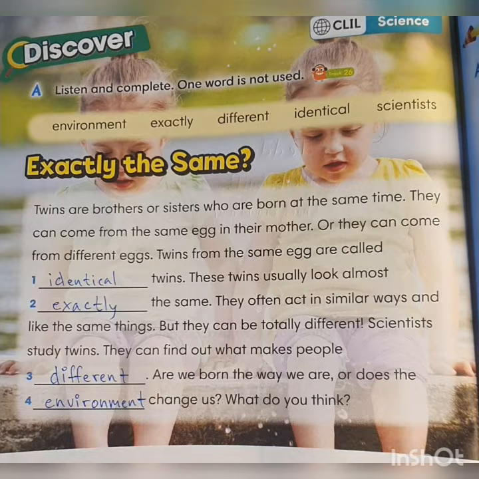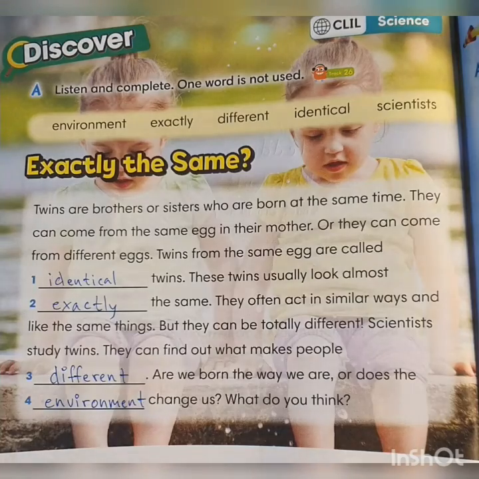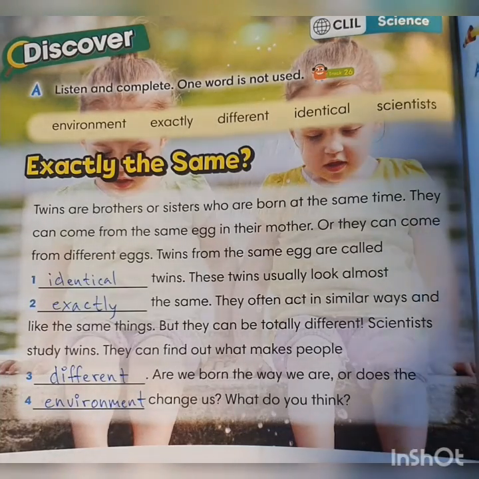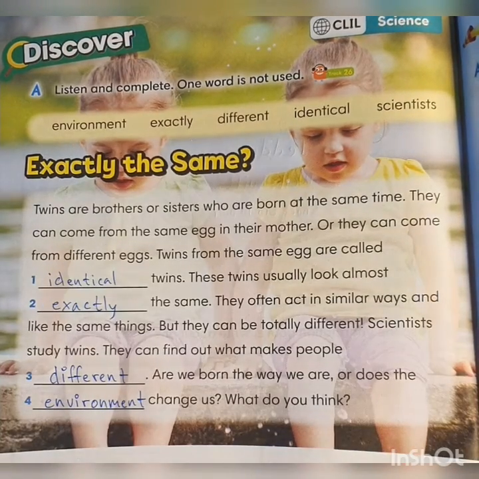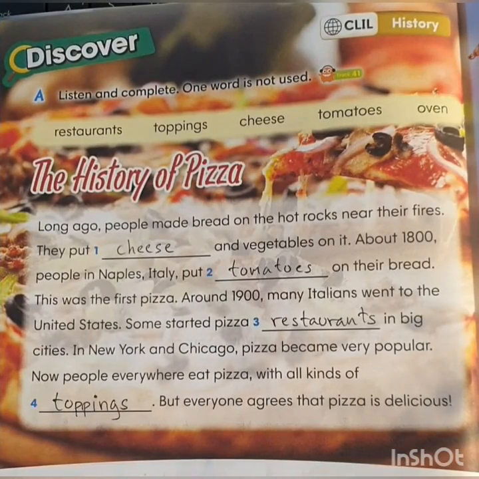Okay, so that was the first text. I will now change to the second text. So, just a second. The second text is on page 28. Page 28, okay? Okay, so here we are on page 28. All right, so the history of pizza.